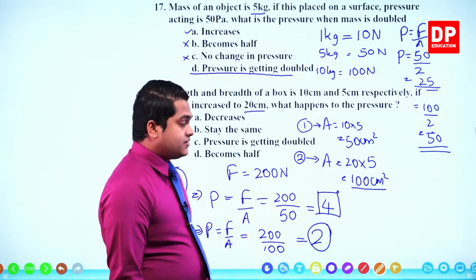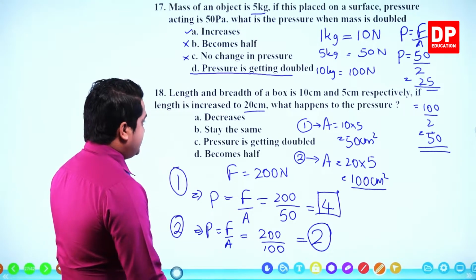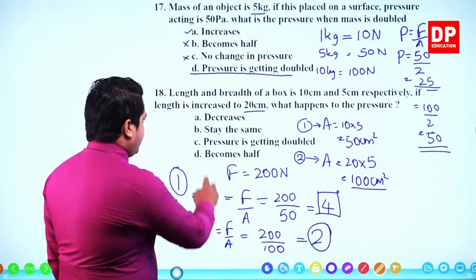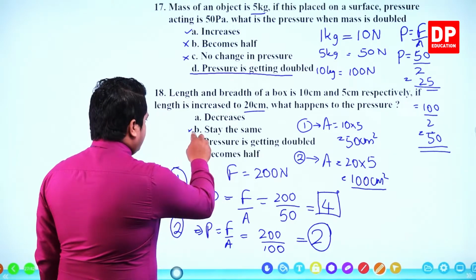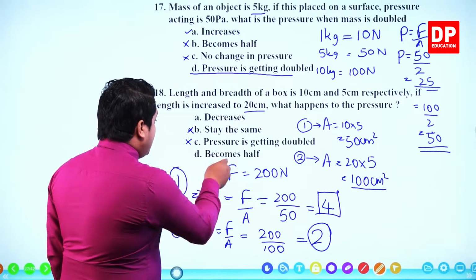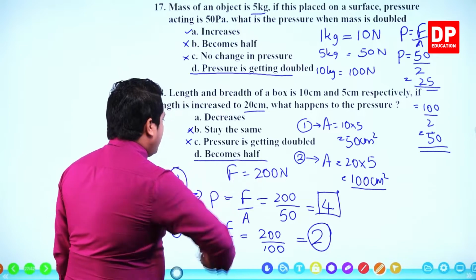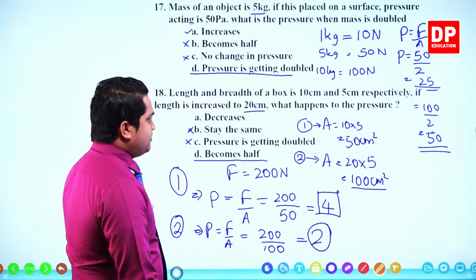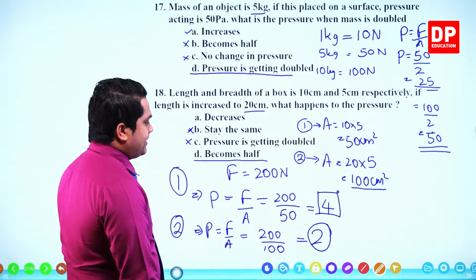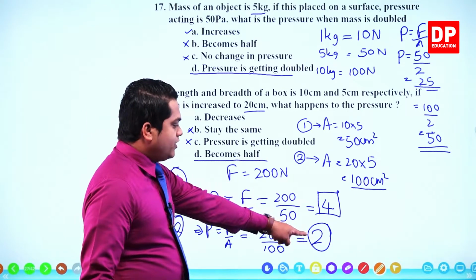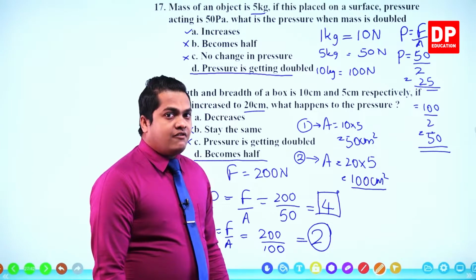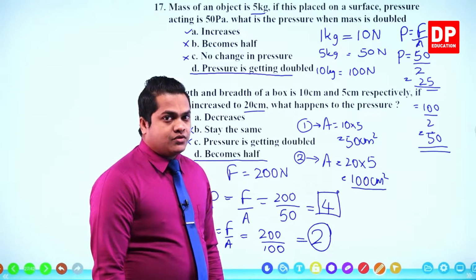Let's go for the answers then. Decreases, that is correct. Stay the same, incorrect. Pressure is getting doubled, incorrect. Becomes half. See, it becomes half. This is the most accurate answer. It becomes half, my dear children. Right? Earlier it was 4. Now it has become 2. Half of 4 is equal to 2. So it becomes half.